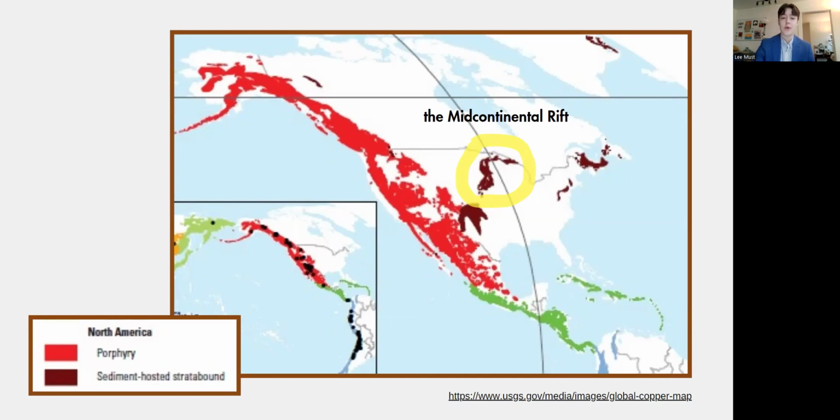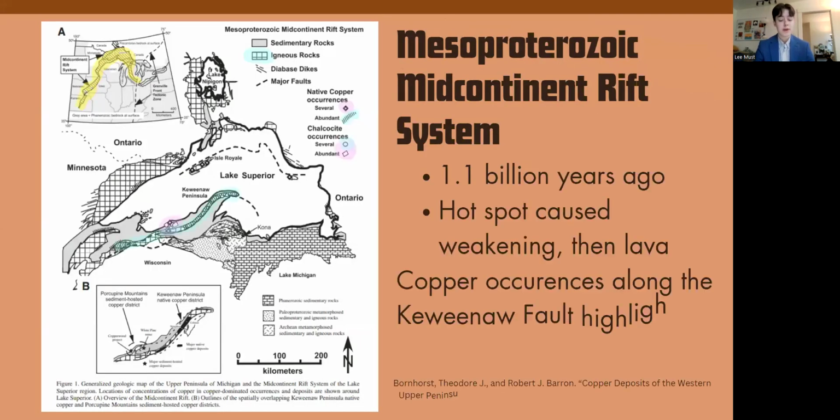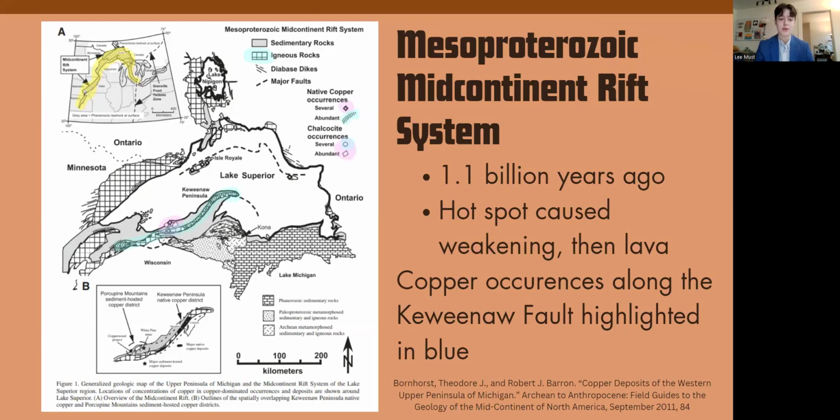And let's learn more about how it formed and what resulted from that. So the Mesoproterozoic Mid-Continent Rift System formed 1.1 billion years ago in the center of the North American continent. It was 1,200 miles long, stretching from Kansas up to Lake Superior. And it actually is the reason that Lake Superior was formed and exists today.